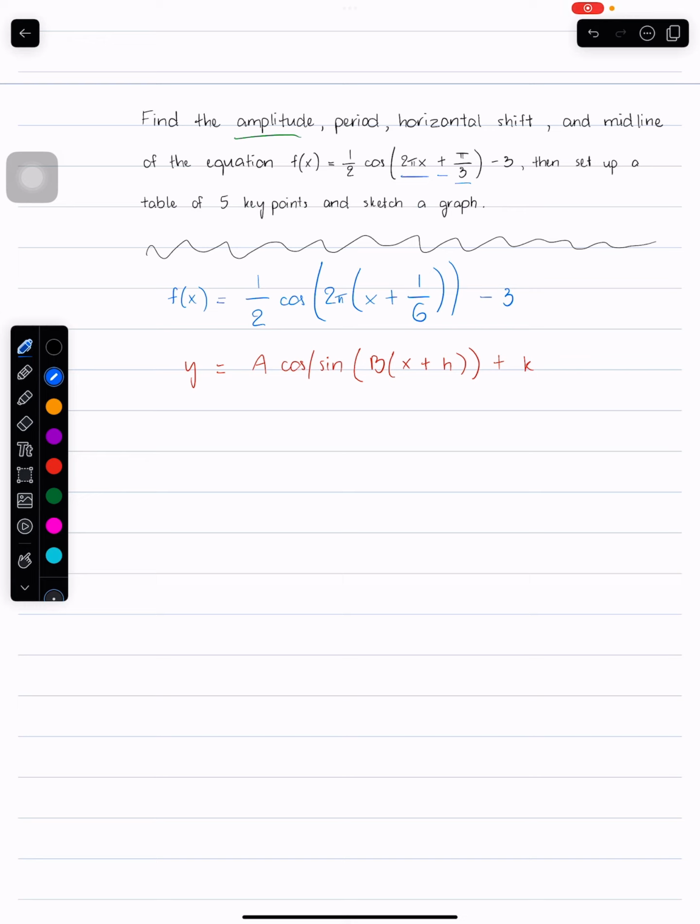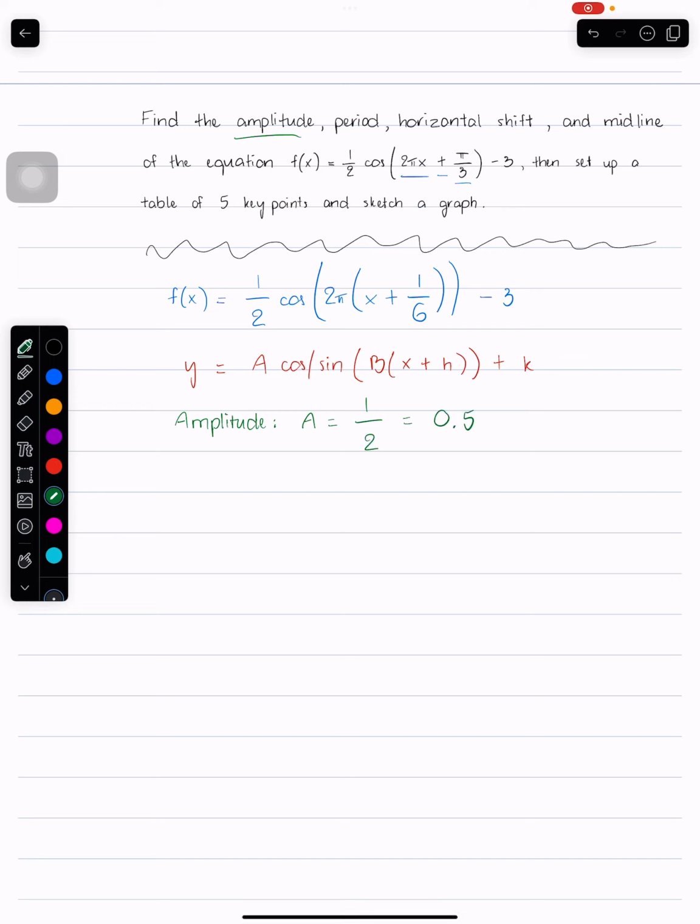Let's go with, I guess, green. The amplitude in here, just copy and paste in the same position. We know that the amplitude, A, equals a half, or 0.5. Either way you want to read it, okay?